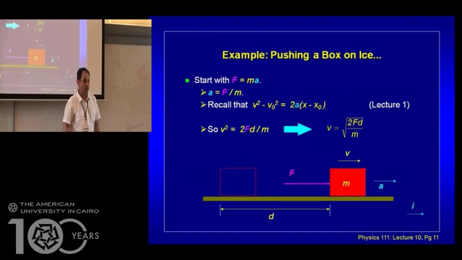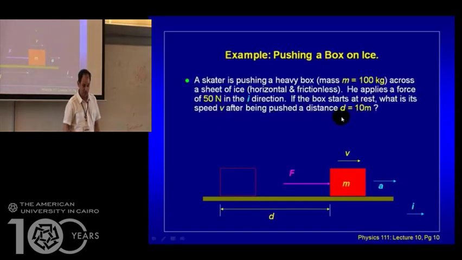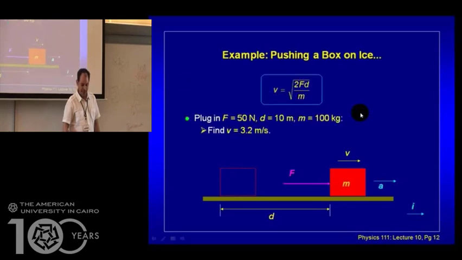What should we put in for delta x? That's 10 meters. After being pushed for a distance equal to 10 meters, we need the velocity after it moves 10 meters. 10 minus 0. Good. And we get the answer. The answer is 3.2 meters per second.